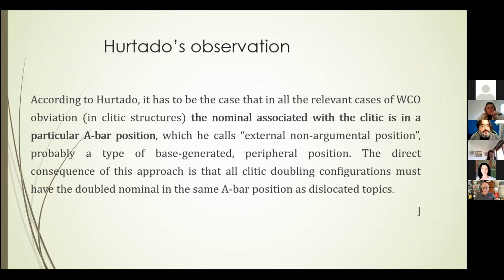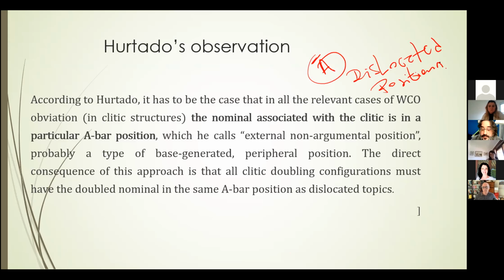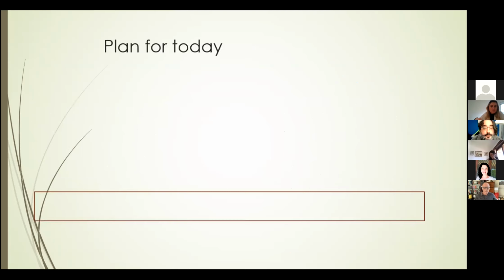The direct consequence of this approach is that all clitic doubling configurations must have the doubling nominal in the same A-bar position as this dislocated topic. So in a nutshell, Hurtado's position is that all clitic configurations in Rioplatense Spanish form A-bar chains, similar to these dislocated positions. Okay, and this is, as I say, grounded in the weak crossover effects that we observe.